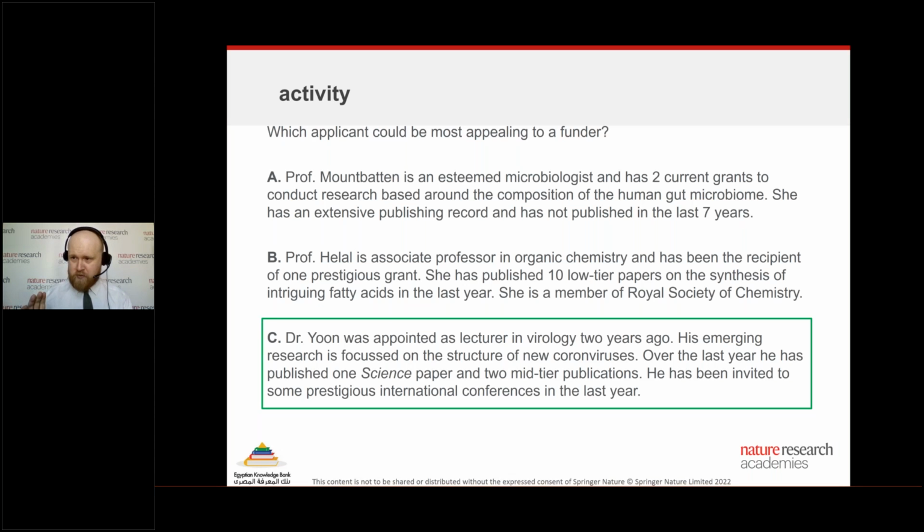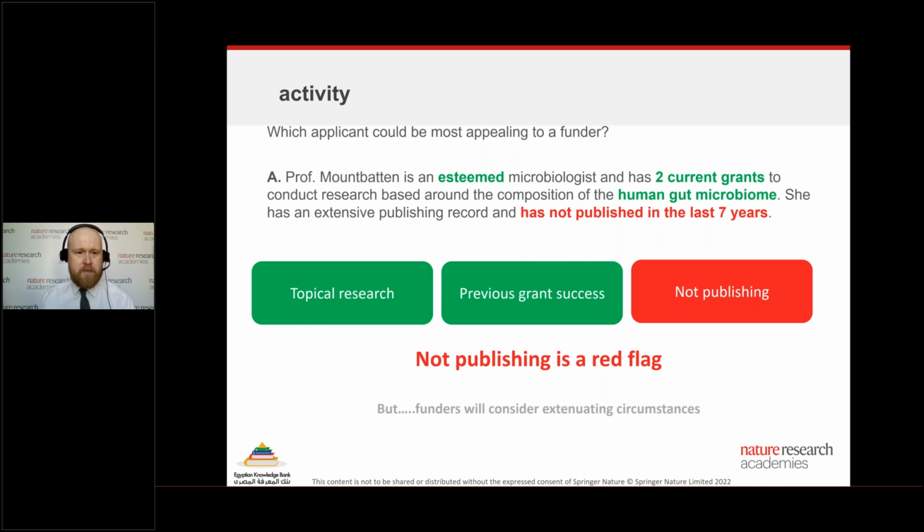So I think Dr. Yoon actually is probably the most appealing applicant. But let's go through each of these one at a time. The first one was Professor Mountbatten. Now, they are an esteemed researcher. They do currently have 2 current grants. They have been able to establish this track record. And their work is on the human gut microbiome, which is quite a topical and timely area of research. But Professor Mountbatten has not published in the last 7 years. So this is a red flag. This would be a concern to the funders.